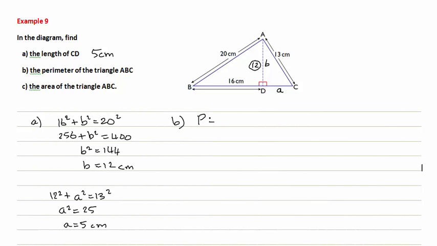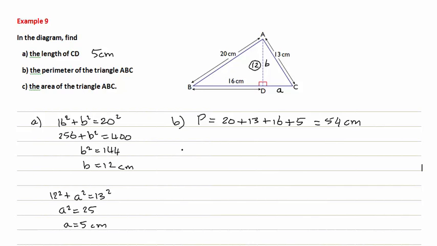Part B, the perimeter. So what do we got? Total length around the outside. So 20 plus 13 plus 16 plus A, which is DC, that's 5. Okay, so what would be the total length then? We've got 54 for the total perimeter of the triangle.